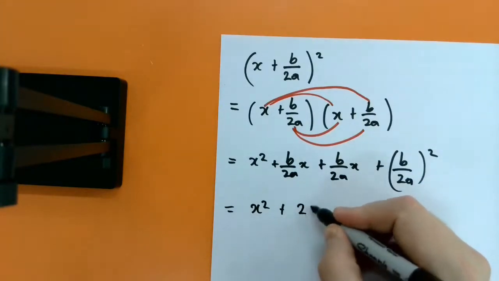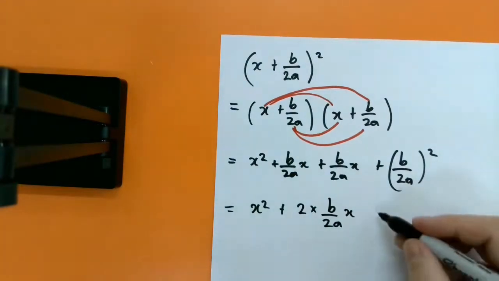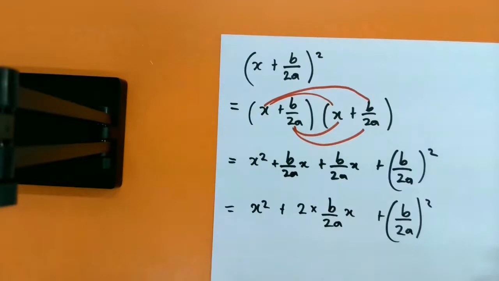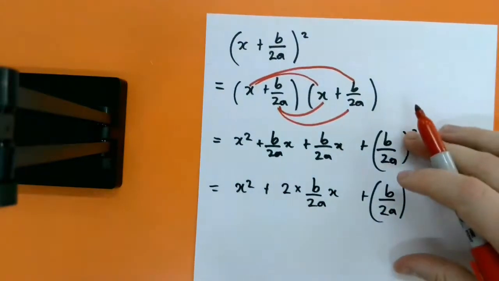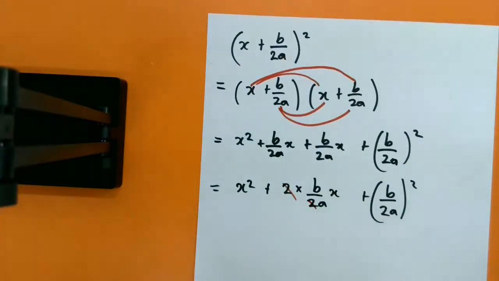I'm going to have 2 times b on 2a x, plus (b on 2a) all squared. So again, nothing too tricky. You'll notice because we have a 2 on the top of a fraction and a 2 on the bottom of the fraction, we can simply cancel this out.